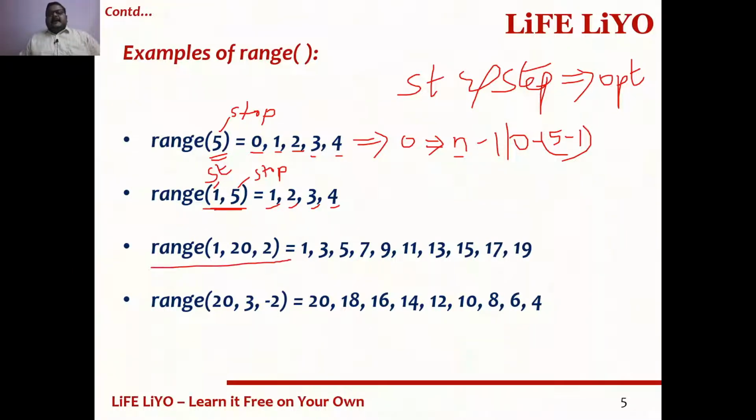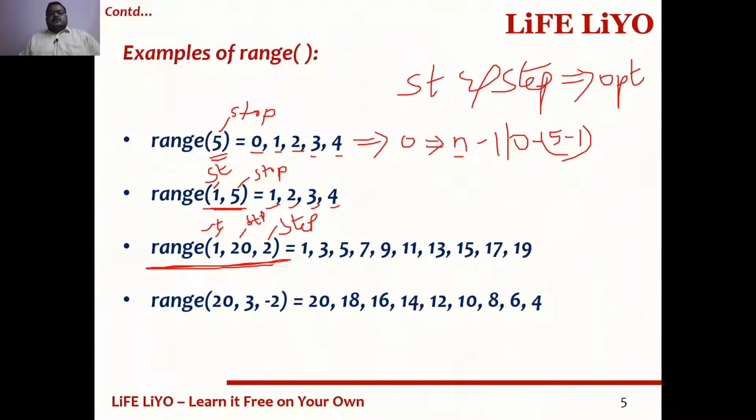Next, range of 1, 20, 2. What is this 1, 20, 2? Yes, first one is the start, second one is the stop, and third one is the step size. This step size defines how many steps have to be incremented after each iteration. So it has to start at 1 and end at 20, that means 20 minus 1, 19. And what is the step size? 2. That is how many steps it has to increment after every iteration.